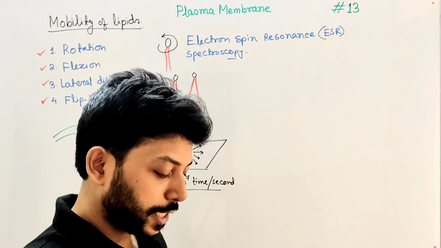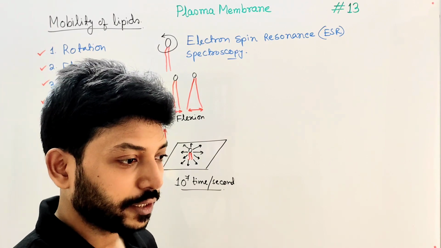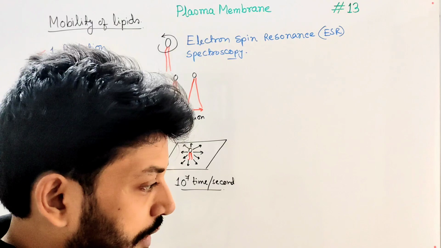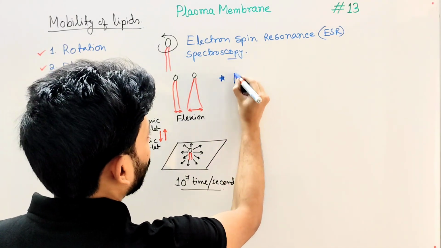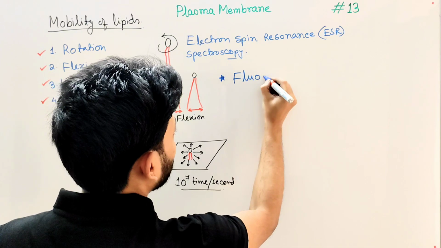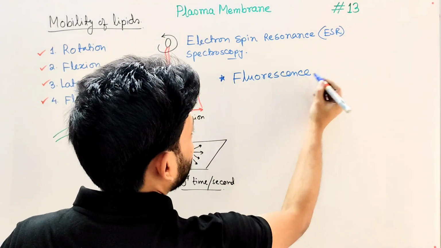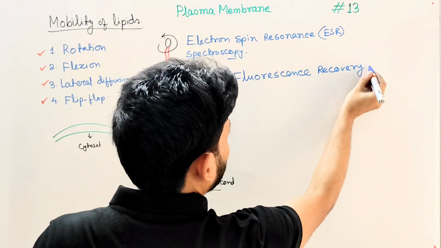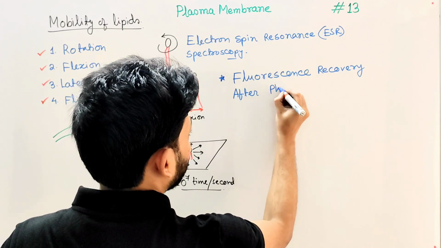Now let's talk about lateral diffusion in more detail. One technique can measure lateral diffusion. It can quantify how much lateral diffusion is occurring in the plasma membrane. The technique is called, very important technique, remember the name, fluorescence recovery after photobleaching.